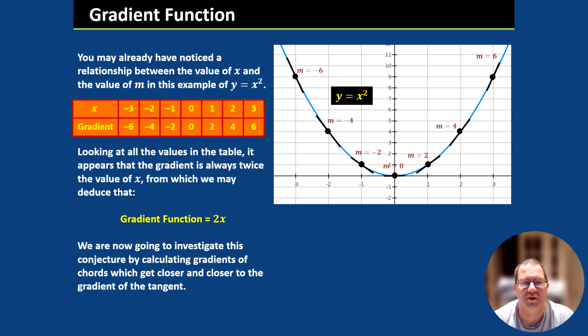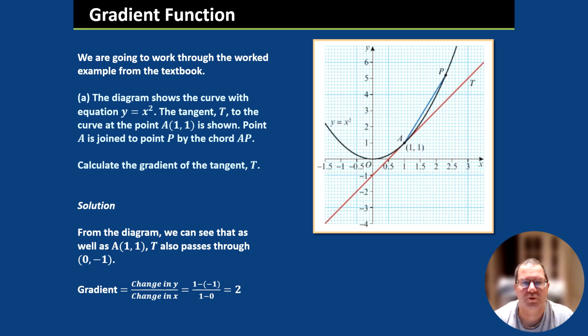You may have already noticed a relationship between the value of x and the value of m in this example of y equals x squared. Just in case you haven't, here's a table of values. Looking at all the values in the table, it appears that the gradient is always twice the value of x, from which we may deduce that the gradient function is equal to 2x. We're now going to investigate this conjecture by calculating gradients of chords which sit closer and closer to the gradient of the tangent. We're going to work through the worked example from the textbook.